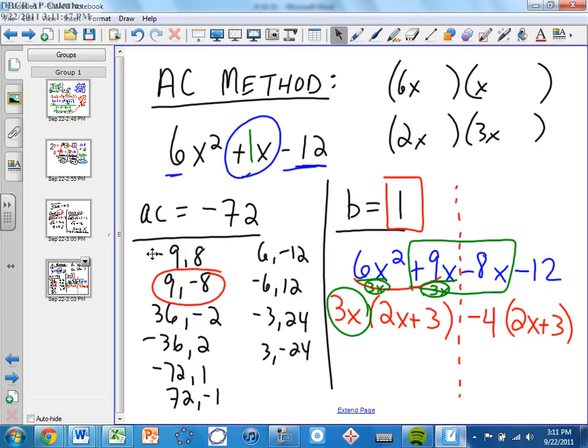Again, the goal right now is for these two things to be the same. If they are not, there must have been a mistake along the way. The goal is to have the same things inside of my parentheses. Those binomials want to be the same.